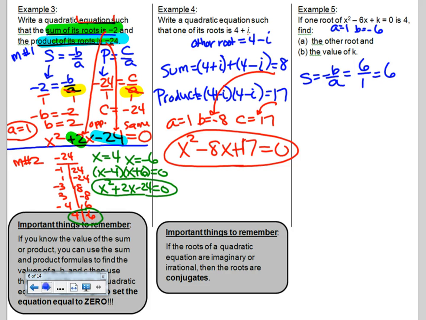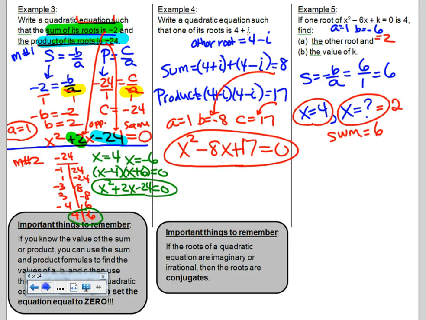Well, if one of the roots is 4, that is telling you that x equals 4. Now, my goal is to find the other root. So my question is, what's the other root? Well, if I know that the sum is equal to 6, then I have to figure out what you add to 4 to make a 6. And so it's easy. It's 2. So my other root is 2.